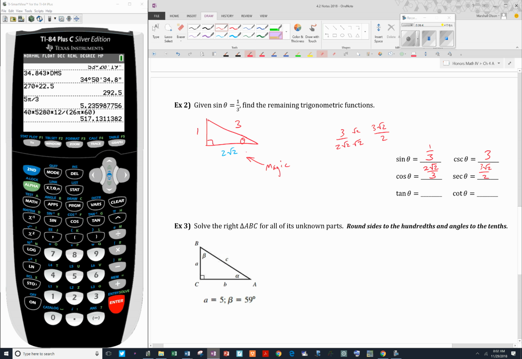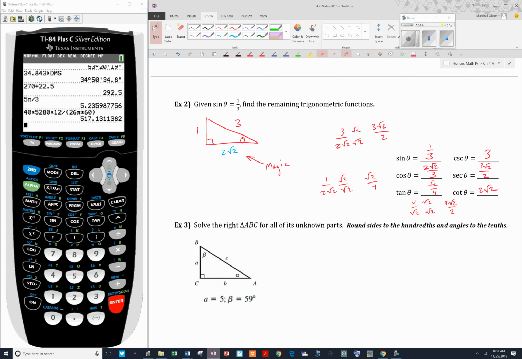Tangent would be opposite over adjacent. So we're going to have square root of 2 over 4. And then we'd have to flip that to get cotangent. 4 over the square root of 2, square root of 2, square root of 2. We get 4 square roots of 2 over 2, and that simplifies to 2 square roots of 2. Which probably would have been easier if I would have done adjacent over opposite looking at the triangle, right? But math is fun.